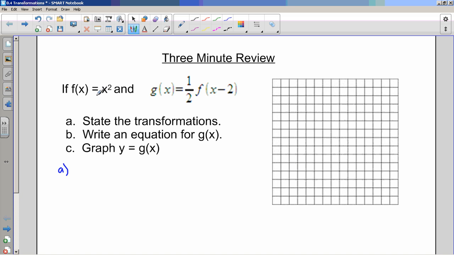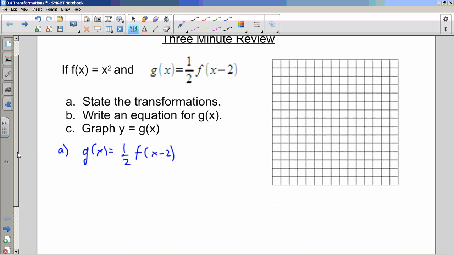Well, this one is the parent function for a parabola, so they must be talking about g. And what's a little bit different here is we've never really seen, or not very much at least, from grade 11, one function as another function transformed. So g is whatever f is with these transformations. And what are the transformations? Well, that's what our task is in part A.